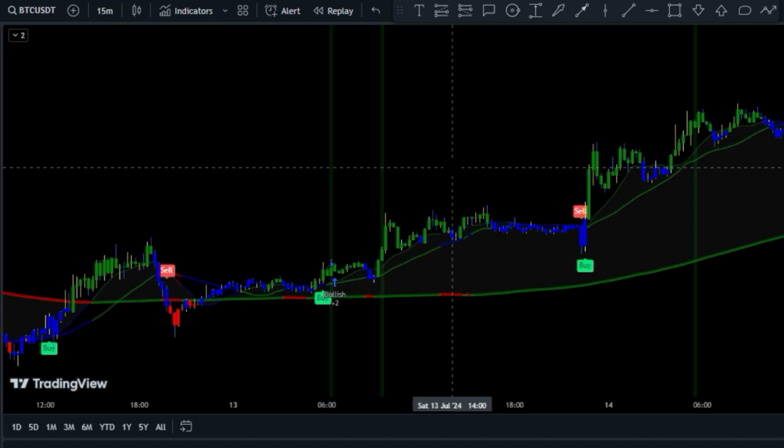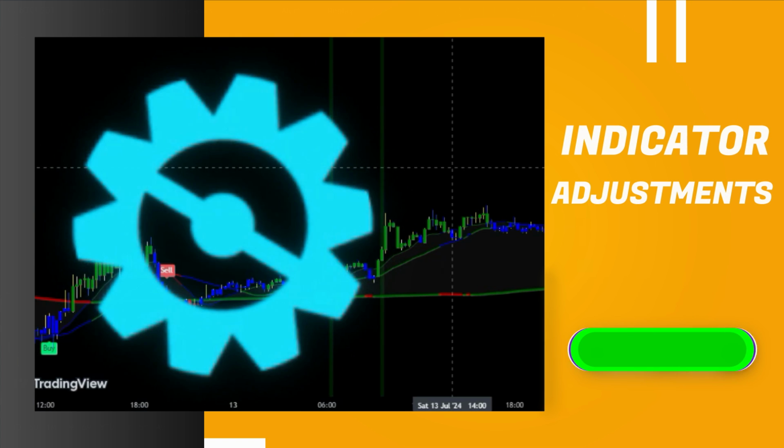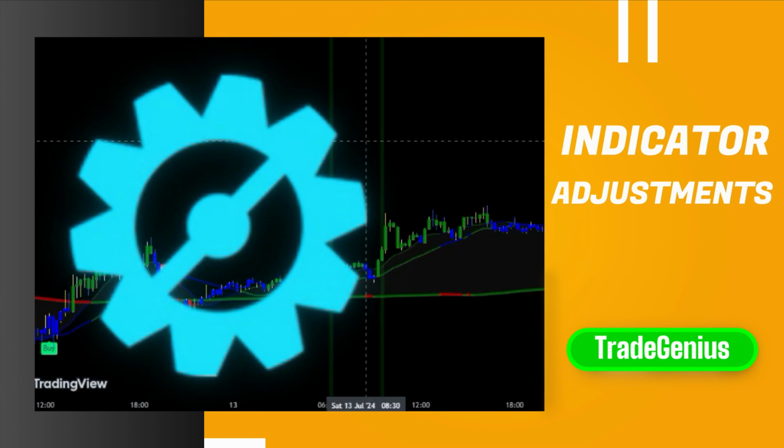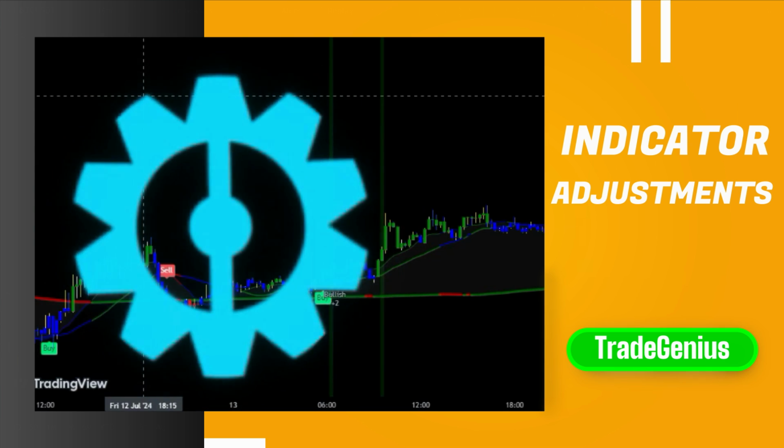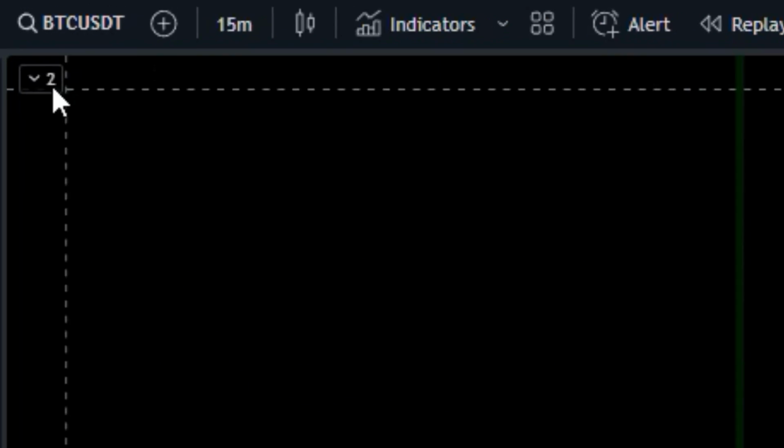Great, you've successfully added the MACD plus SMA 200 strategy indicator. Let's proceed to the next step, adjusting the settings of this powerful indicator to suit our strategy.